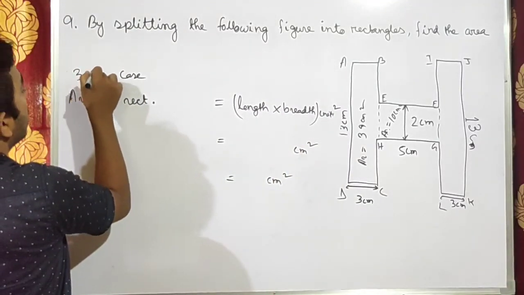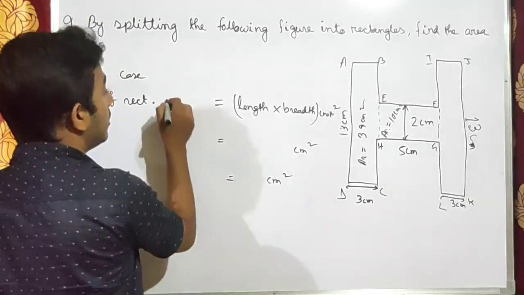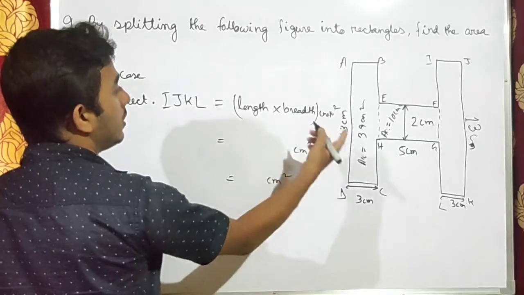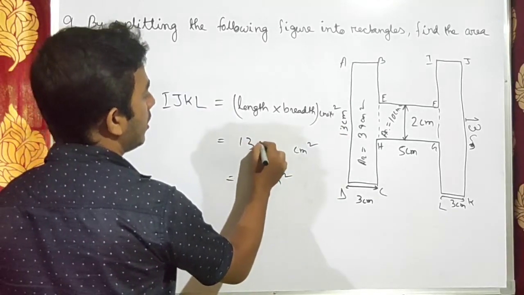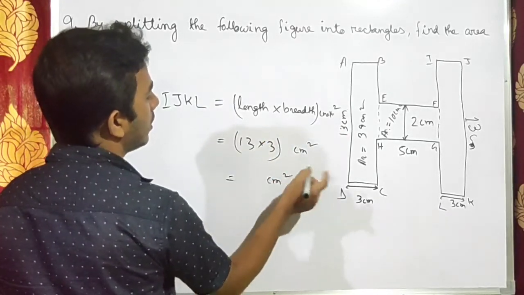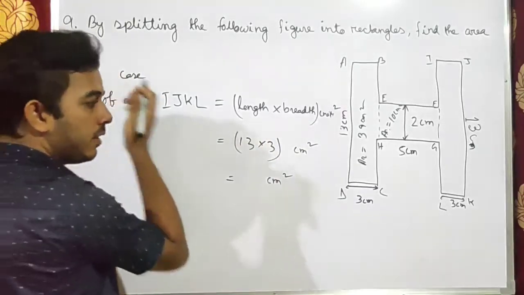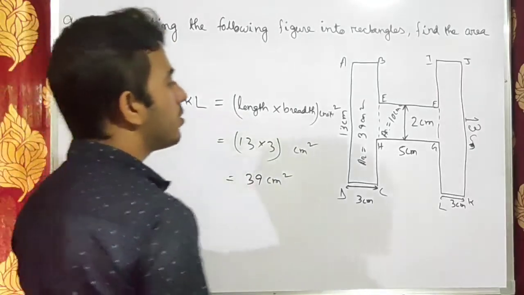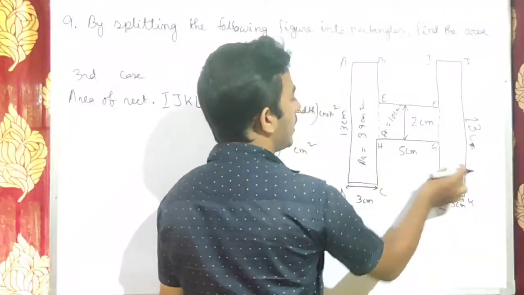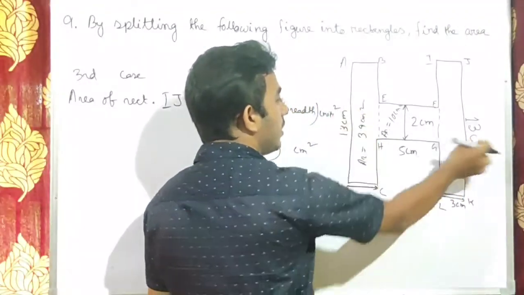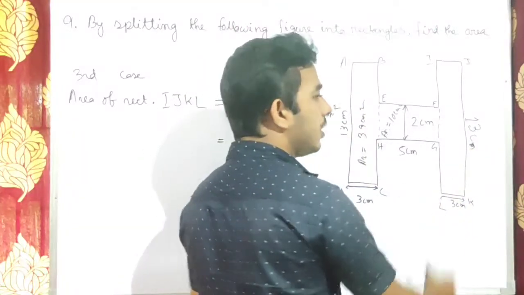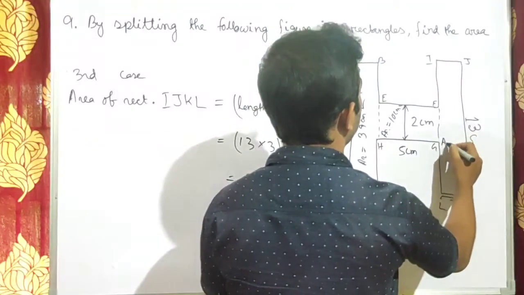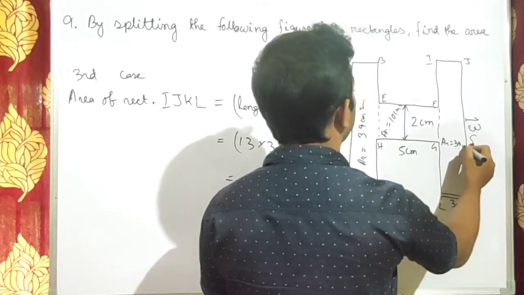Third case. Then area of rectangle IJKL. Then its length is what? Length 13 into 3, isn't it? And 13 into 3 is how much? 13 into 3, it's 39 centimeter square. So it's the same, because both of their areas are the same. Because why? Because their lengths are the same, breadth is also the same, then definitely the area will be the same, isn't it? So here its area is also 39 centimeter square.